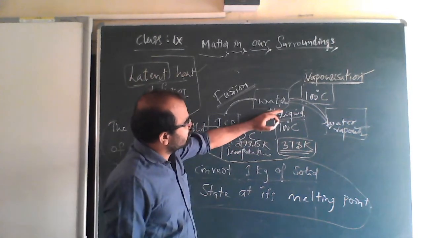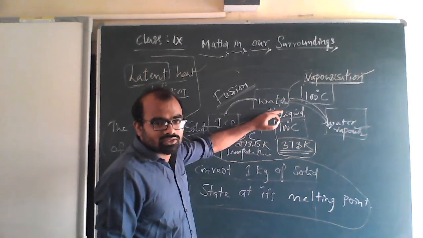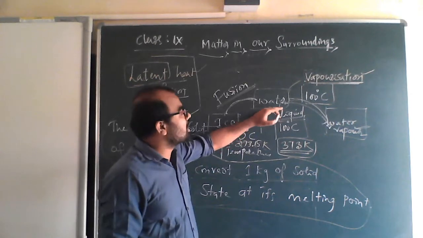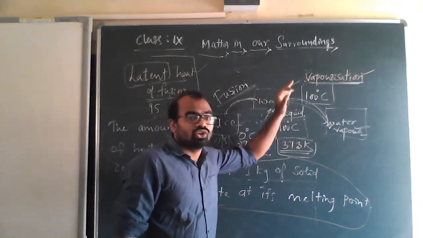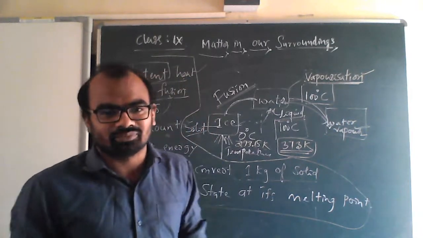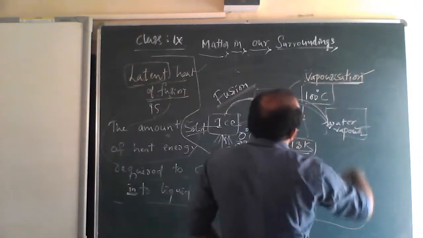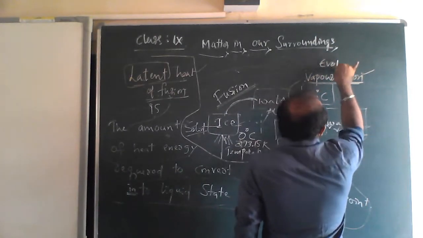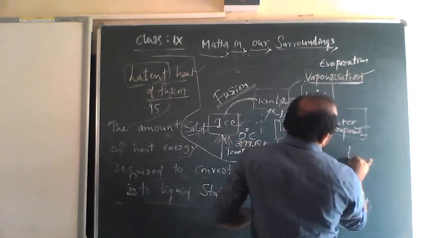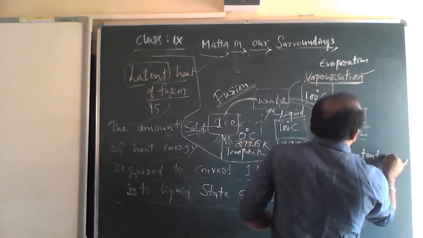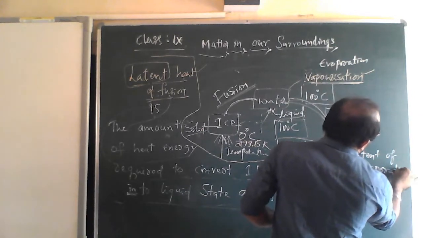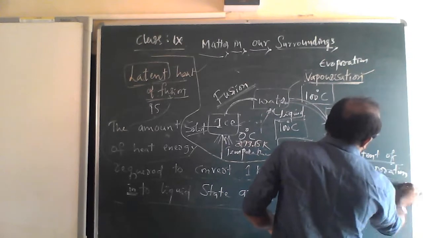Here at water 100 degrees Celsius we are giving heat. That heat is used for conversion of liquid to gas. So that we call again latent heat, but the process is vaporization or evaporation. So here it is latent heat of fusion. Next we have latent heat of evaporation or latent heat of vaporization.